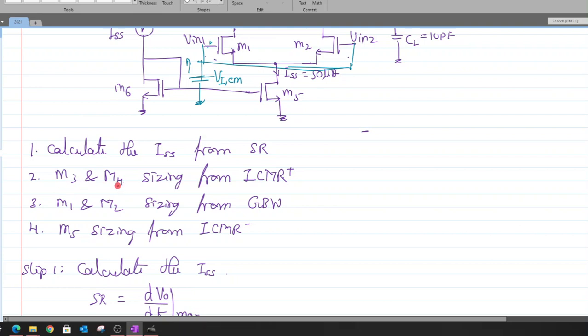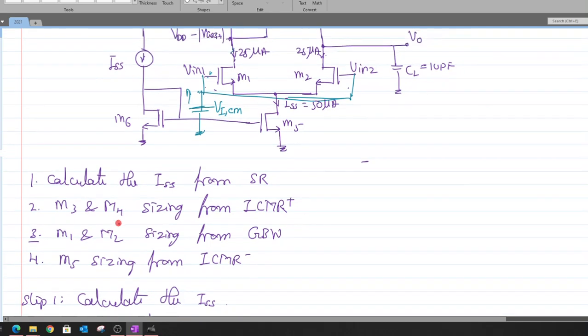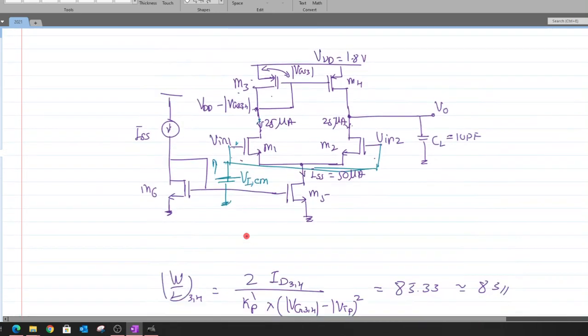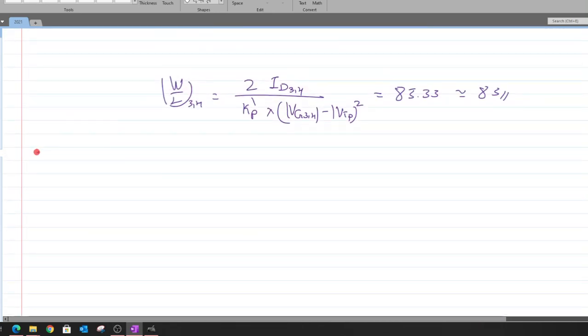Now we will move on to the next step, which is the calculation of the sizing of M1 and M2 from the gain bandwidth product. So step 3 is the calculation of M1 and M2 sizing from gain bandwidth product.